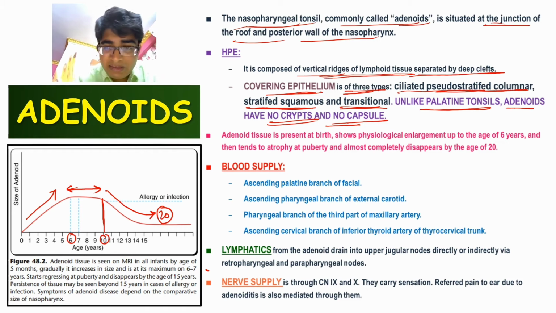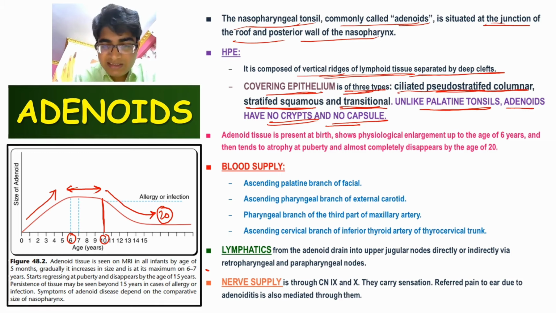Now coming to the blood supply of the adenoids, it is of utmost importance because most students actually focus on the blood supply of the tonsils. So most examiners tend to ask more about the blood supply of the adenoids, just to check your knowledge regarding the blood supply of the adenoids also, correct?